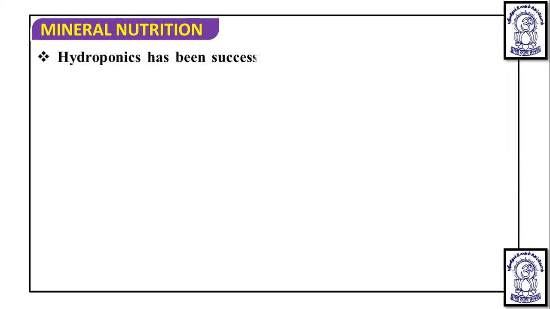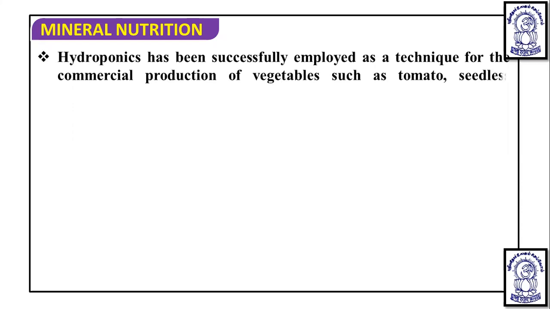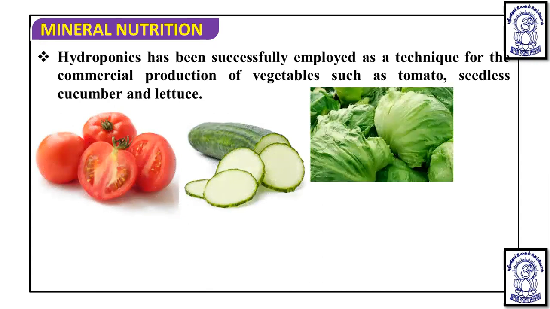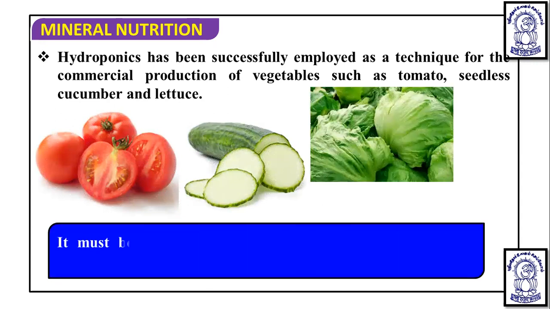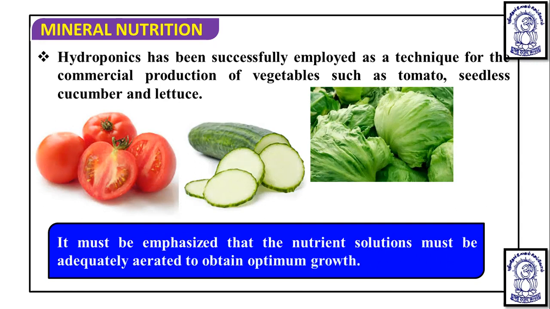Hydroponics has been successfully employed as a technique for the commercial production of vegetables like tomato, seedless cucumber, and lettuce. For all this, hydroponics is commercially used. It must be emphasized that the nutrient solution must be adequately added for optimum growth.